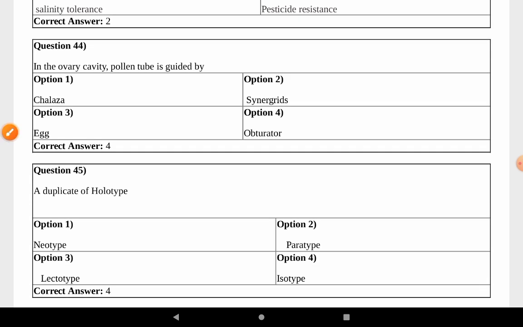Our next question is in the ovary cavity, pollen tube is guided by option 1 chalaza, option 2 synergids, option 3 egg, option 4 obturator. So the correct answer is option 4. In the ovary cavity, obturator guides pollen tube.